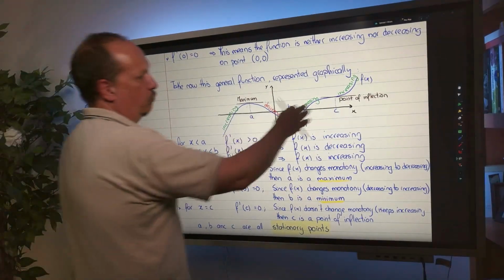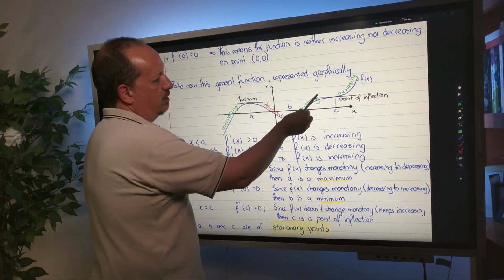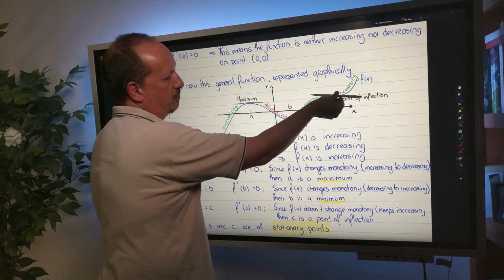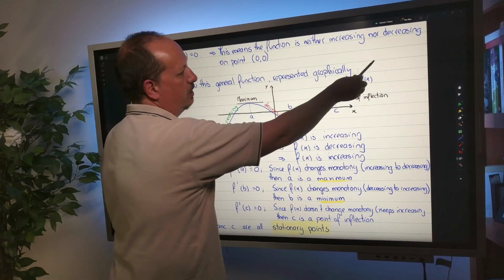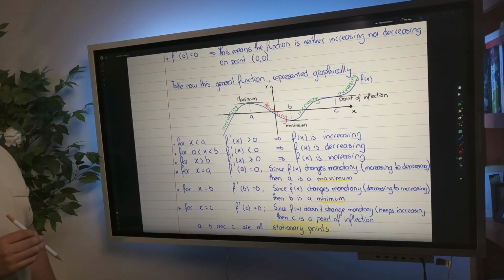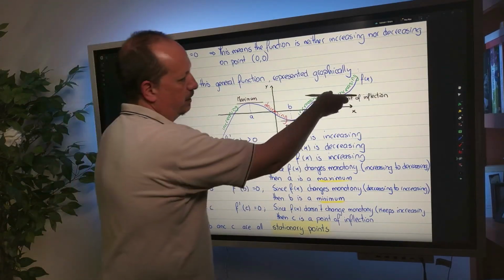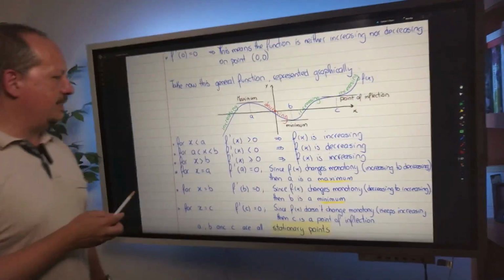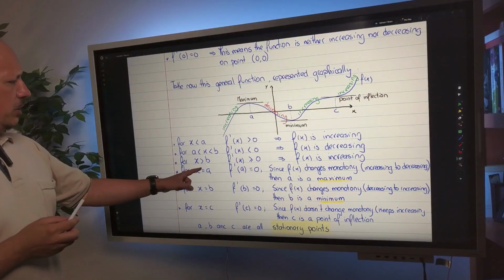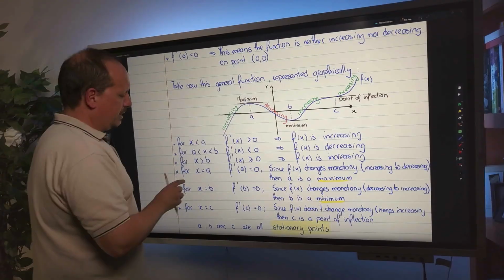Actually, from b onwards, the gradient is positive, with the exception of this point over here. The gradient is positive, so the function is increasing. All right? Actually, I included here bigger or equal to 0, just because of this point where it is 0. What is happening on point A? The gradient is 0. What is happening on point B?